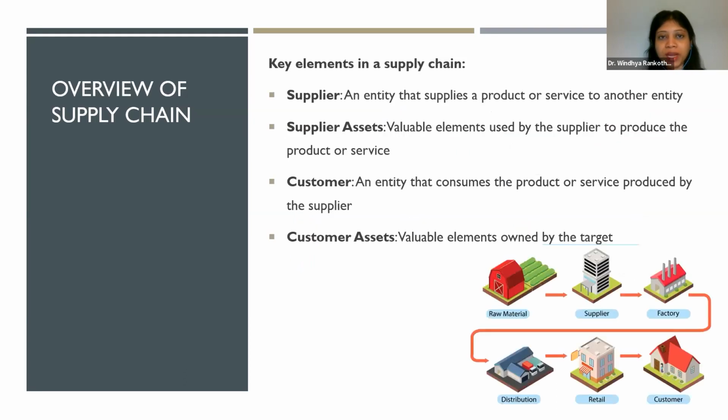And there are 4 main elements in the supply chain: the supplier and his assets, and the customer and his assets, which should be secured to have an effective as well as a well-delivered supply chain in any industry. The supplier supplies a product or service, and the products supplied by them are supplier assets. And the customer is the person who consumes these products, just like us, and the customer also has their assets.